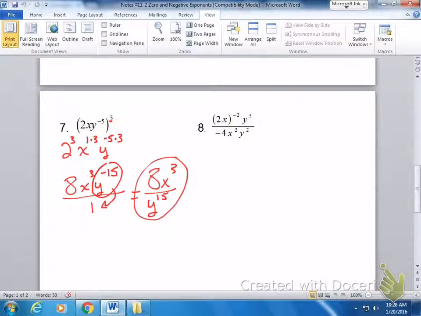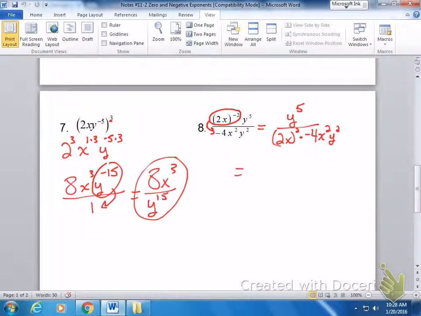Let's do the last problem. I have 2x to the negative 2, y to the 5th, over negative 4x squared y squared in the denominator. Now, this negative 2 is attached to everything in those parentheses, so I'm going to need to move that to the bottom. So I still have y to the 5th on top, and I'm going to move 2x in parentheses squared, and I'm going to need to multiply that by what's in the denominator, negative 4x squared y squared.